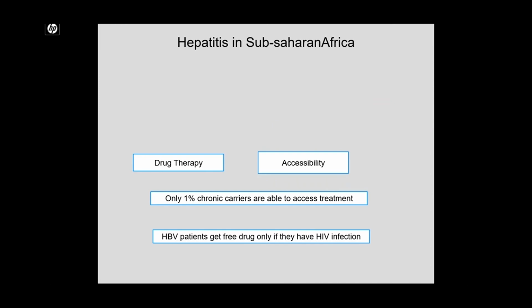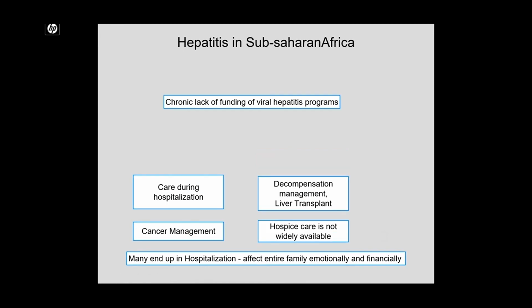When you come to drug therapy accessibility, even for hepatitis B, only 1% of chronic carriers are able to access treatment, and it is worse for hepatitis D, because the peg interferon cost could reach up to 15,600 USD, and they need to import it, and it's really expensive. Hep B patients get free drugs only if they have HIV infection, and they could have good care there, and this should be changed. WHO, also in 2019, complained about this funding issue in the viral hepatitis program. This is one big problem.